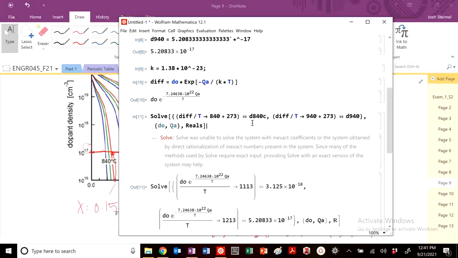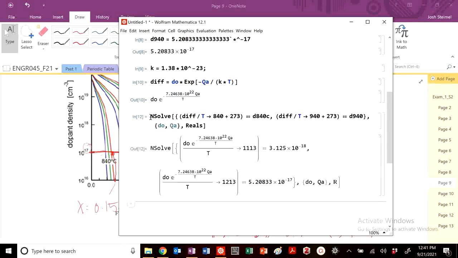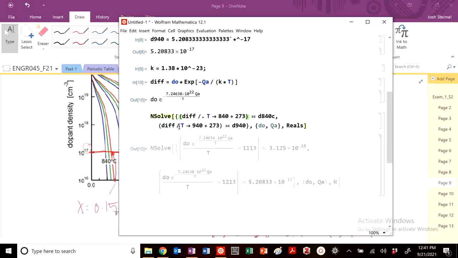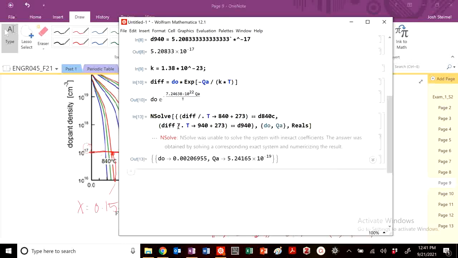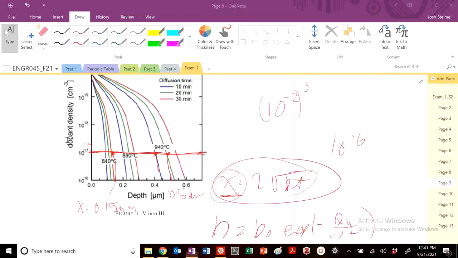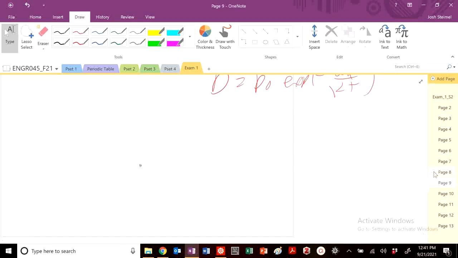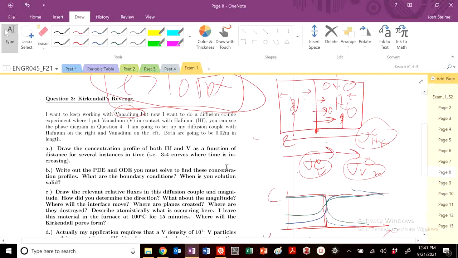Let's do a numerical solve. Something is slash dot. Slash dot is replaced, and voila! We've got the activation energy. So that is basically it for problem number 3.